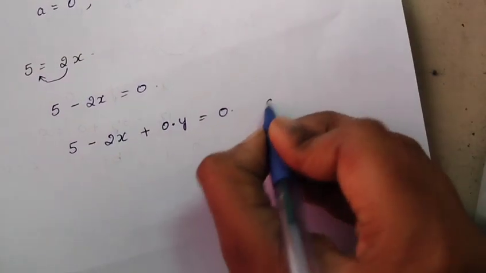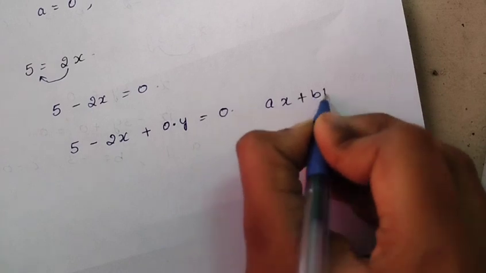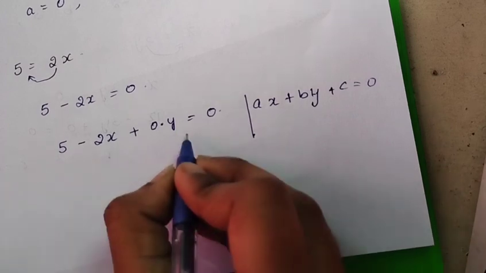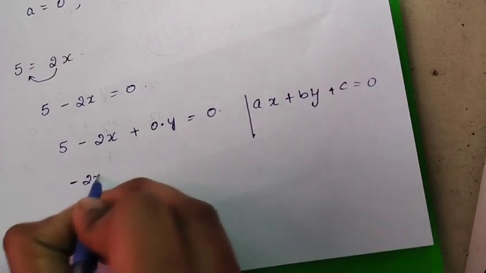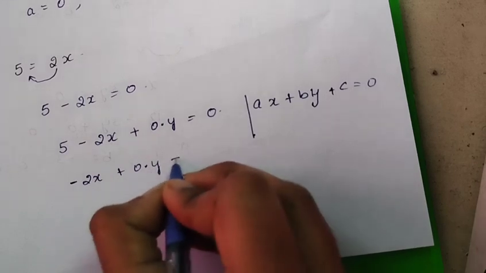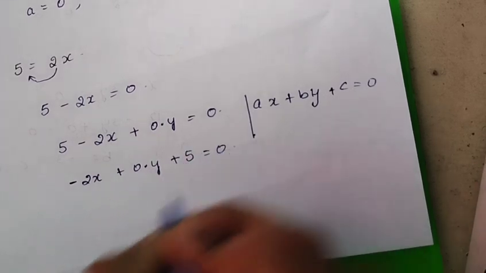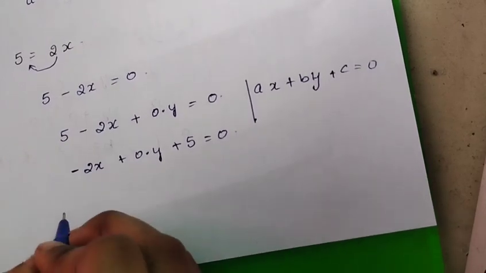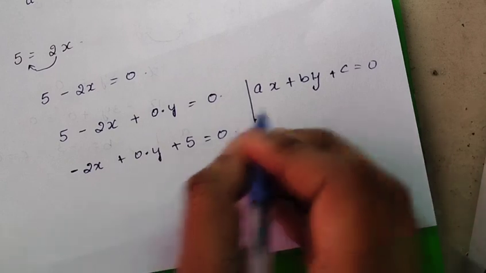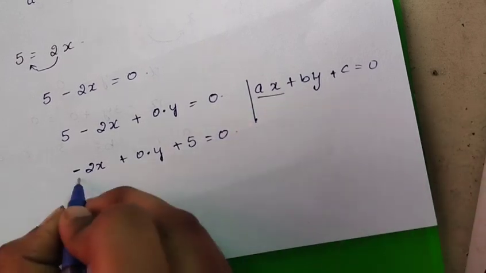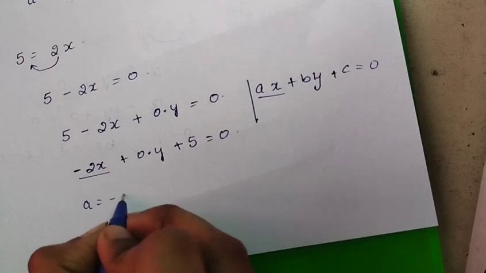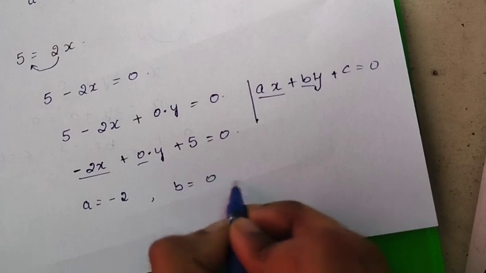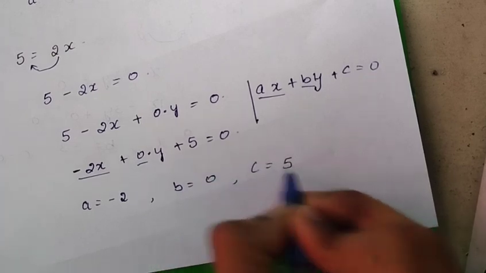But the standard form is ax plus by plus c is equal to 0. We will just rearrange these terms now. So it becomes minus 2x plus 0 into y plus 5 is equal to 0. So this is your required equation which is of the form standard form. Now just indicate the values of a, b and c by comparing. So in the place of ax it is minus 2x. So the value of a is equal to minus 2. The value of b is equal to 0. Similarly the value of c is equal to 5.